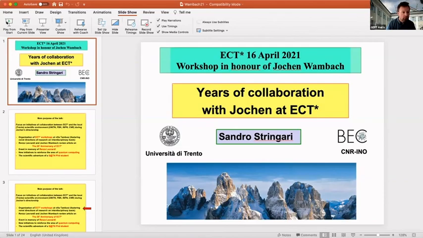to ECT Star, also in connection with the so-called related areas, which from the very beginning have played an important role in the activity of ECT Star, but now might become even more important. And so this is the first point that I would like to discuss.